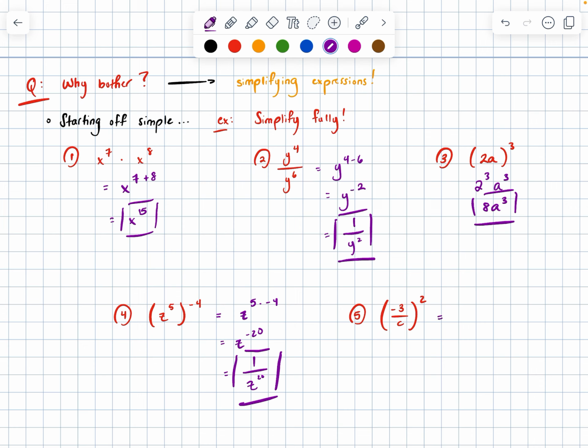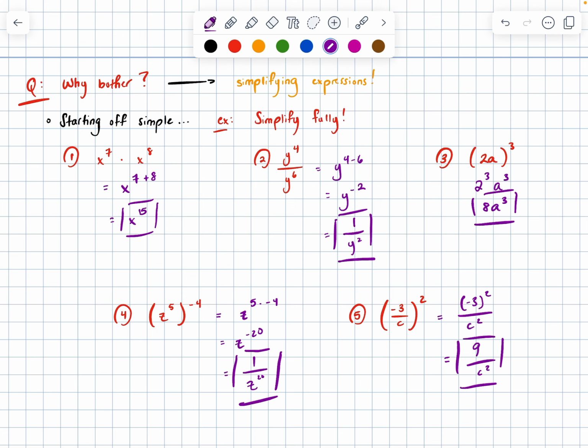Well, here I've got a quotient being raised to an exponent. I know that that is the same thing as taking the numerator of negative 3 and the denominator of c and squaring each one individually. Now, c squared, that's already good in the denominator, but negative 3 squared means negative 3 times negative 3. So positive 9 over c squared should be my final answer.